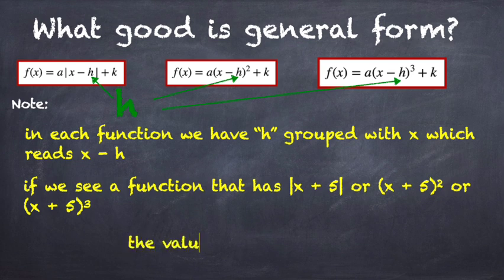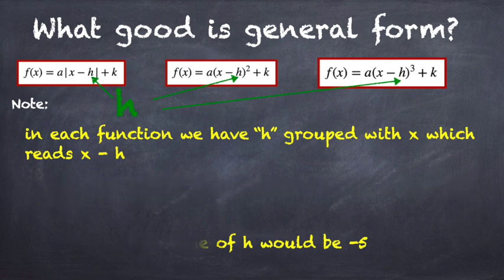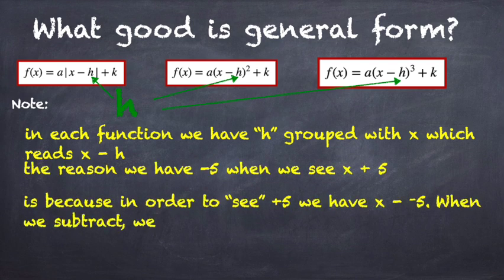So that means that our value of h would have to be negative 5. That means we would have a horizontal shift left 5 units, because a negative 5 means I go left 5 units, okay? But you might say, okay, why do we get a negative 5 when we see plus 5? Well, the reason why we have a negative 5 when we see x plus 5 is because in order to see plus 5, we have to have x minus a negative 5.